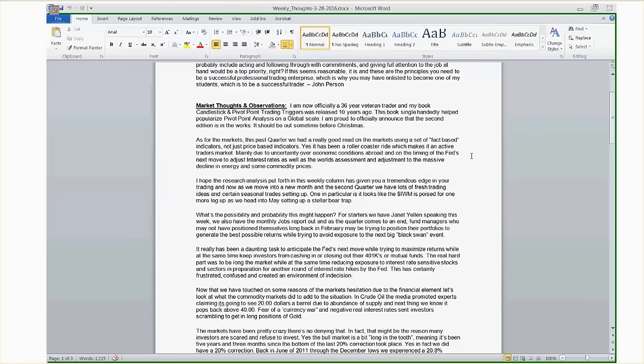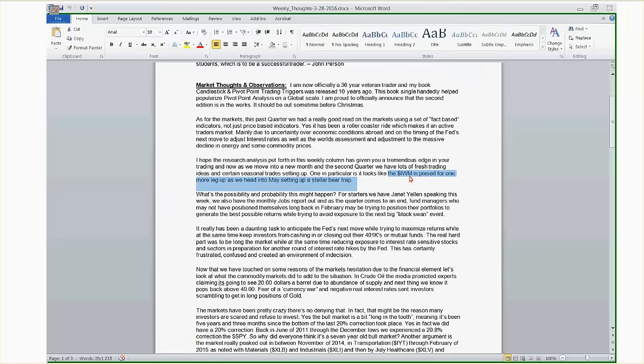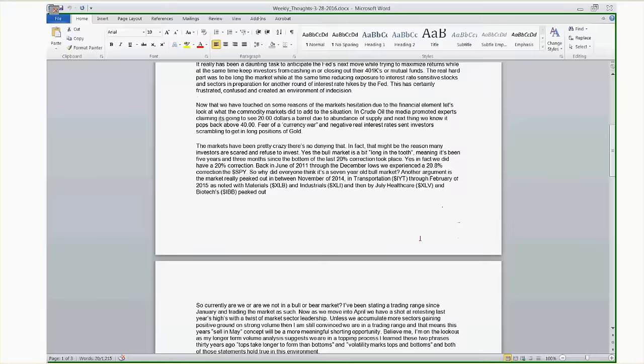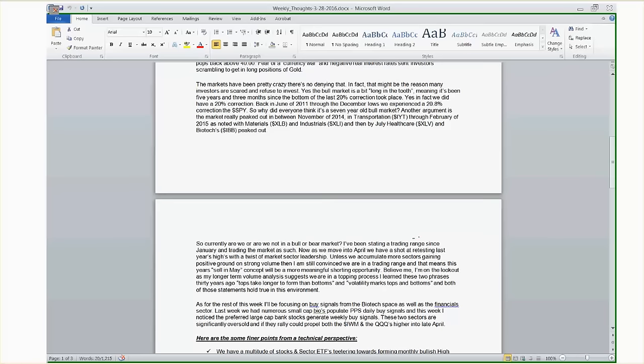Why were we looking for the Russell to have another leg up and outperform? One of the main reasons is that we were looking at buy signals from biotech as well as the financials. Last week we had numerous small-cap biotechs populate daily buy signals. This week, I noticed we also had a lot of preferred large-cap bank stocks generate weekly buy signals, which means big smart money is buying preferred large-cap names like Wells Fargo and Bank of America. So they're buying into the banks.